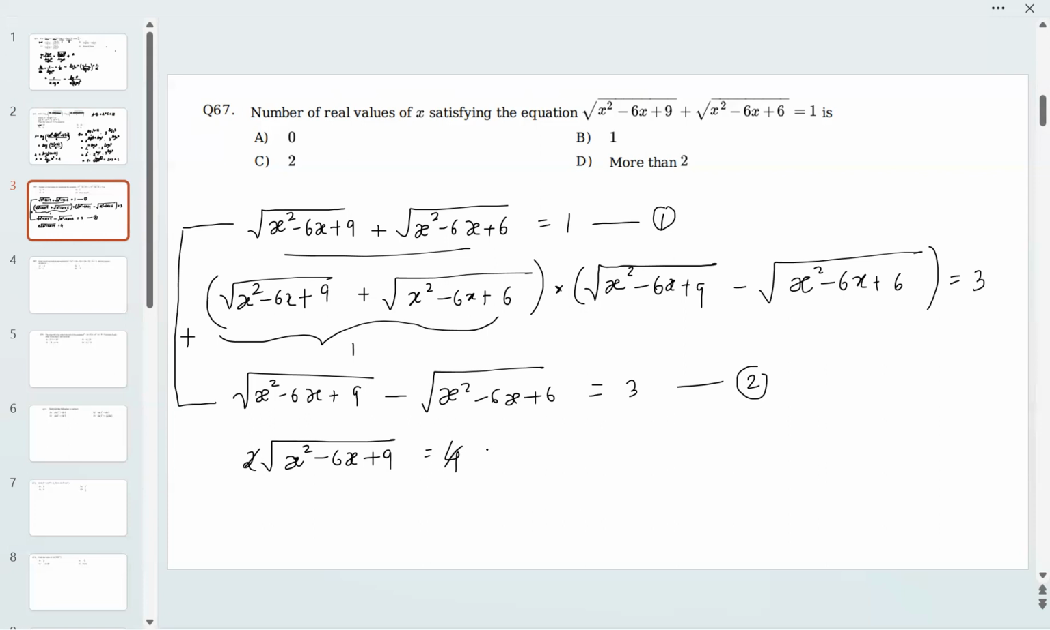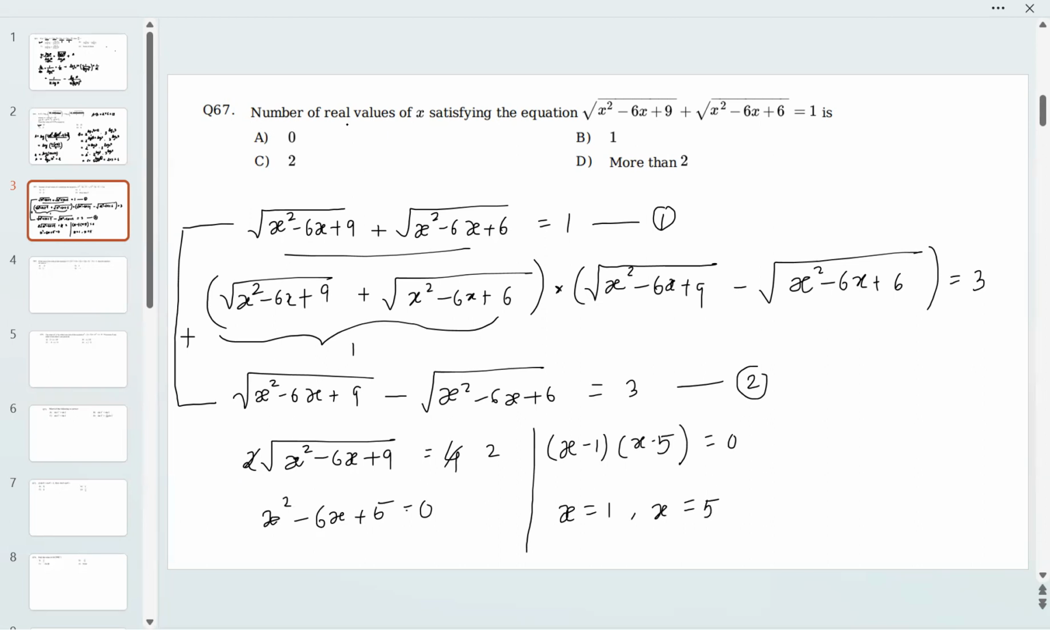We can cancel this, 2 ones are 2, 2 twos are 4. After squaring on both sides, we will get x square minus 6x plus 9 is 4, so 4 taken to the left, we get x square minus 6x plus 5 equals 0. Now, this equation is easily factorizable. What are the factors? They are x minus 1 and x minus 5. So x minus 1 into x minus 5 equals 0. So we got the values of x as 1 and 5.